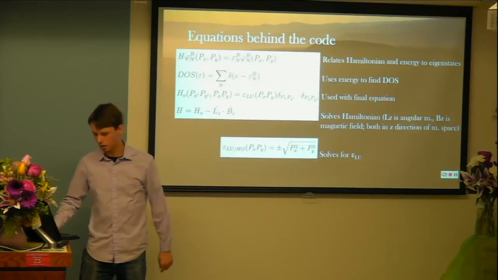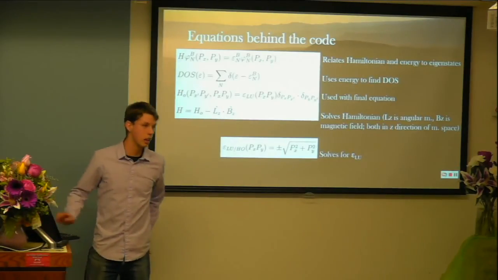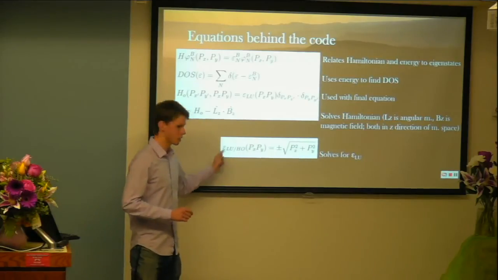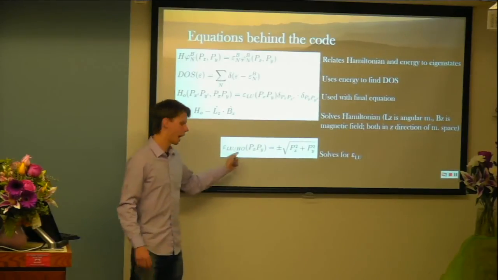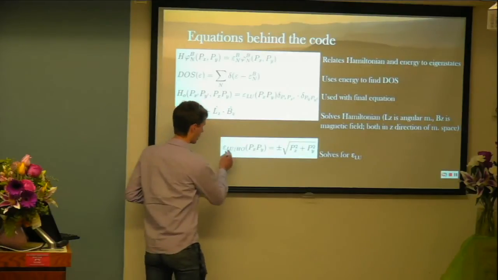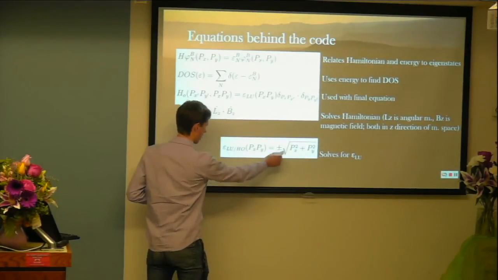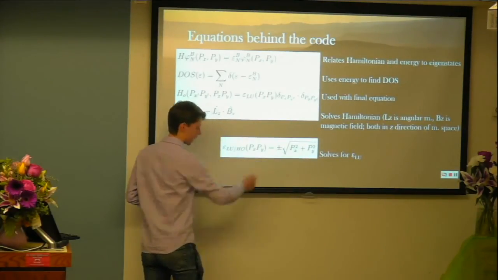What is LU and HO? Okay, so LU is the lowest unoccupied molecular orbital, HO the highest occupied, and so for this one, lowest is calculated using positive, highest using negative.